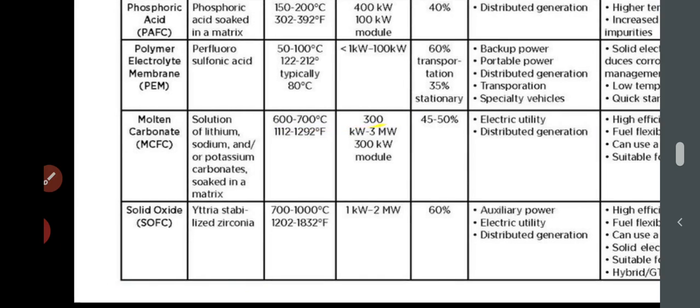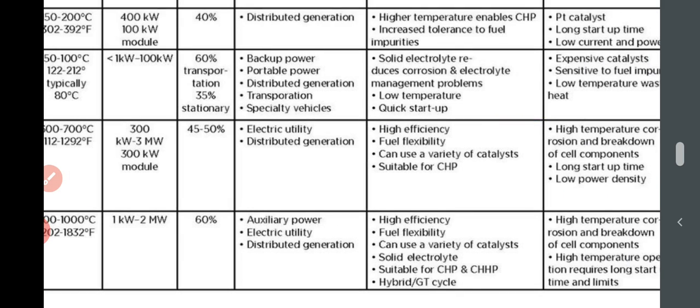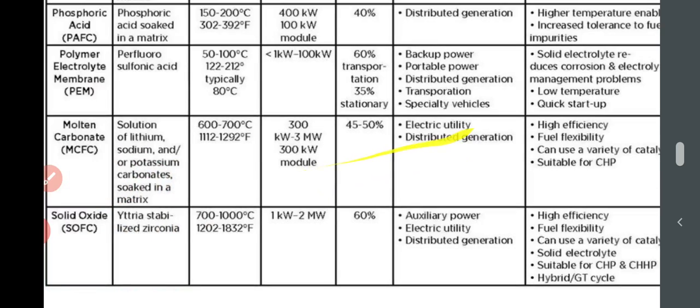Then comes the molten carbonate fuel cell. The major application is electric utility. That means you can set up power plants, distributed generations, and the major advantages, it has high efficiency, fuel flexibility because of the high temperature, can use a variety of catalysts, suitable for combined heat power plant. That means the heat recovered can be used for further application. High temperature corrosion and breakdown of cell components, this is one major disadvantage. It also takes longer time to start up, and it has a low power density.